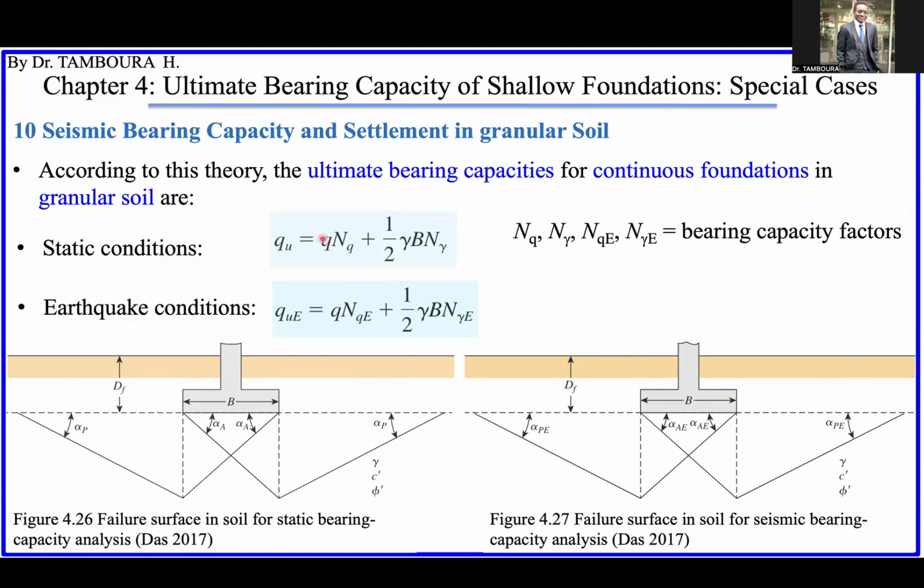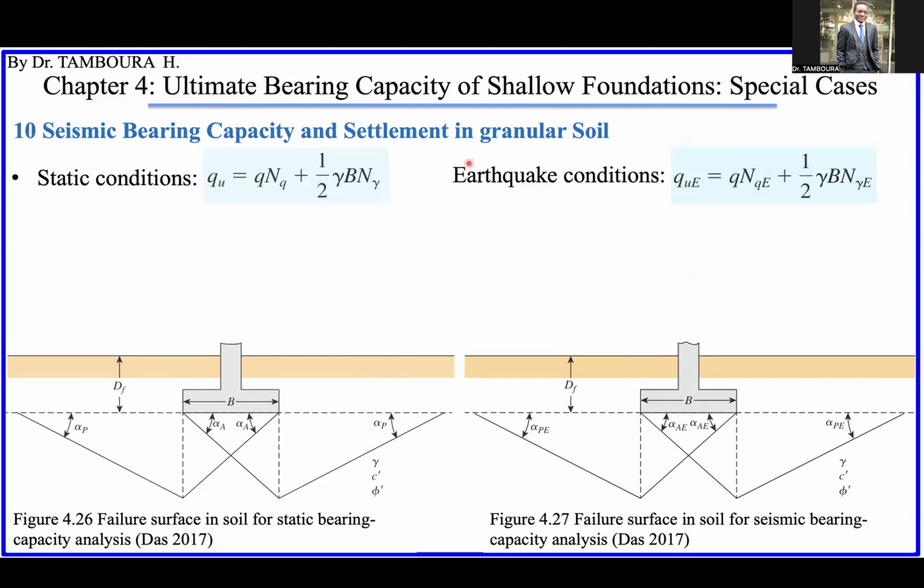Bearing capacity factors N_q and N_gamma, you know them already, I believe. N_qE, like earthquake, and N_gammaE. So you can see that the only difference between these two equations is the bearing capacity factors here and here, static and dynamic earthquake condition. Okay. D_f, you know already. The q here is just the surcharge and shape. Okay, I will put this equation here, static condition, earthquake condition, corresponding to each figure.